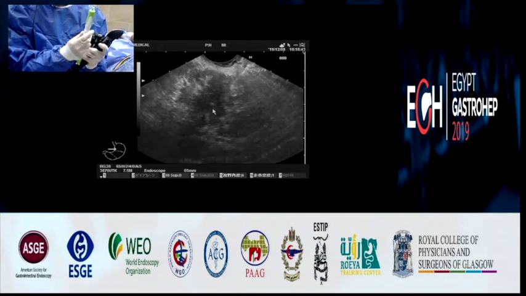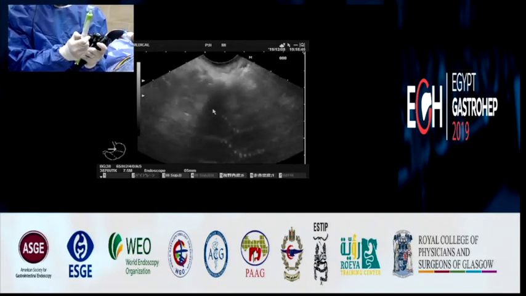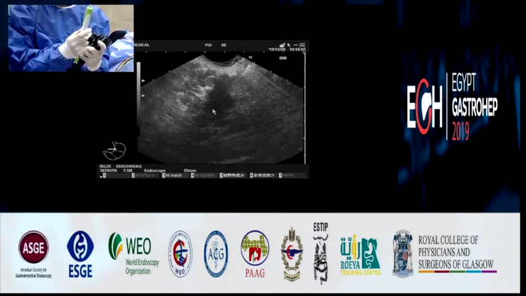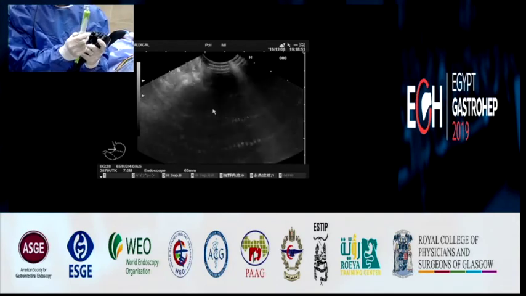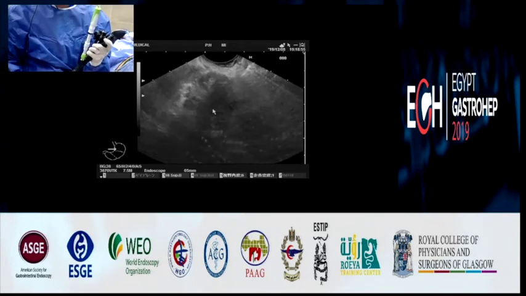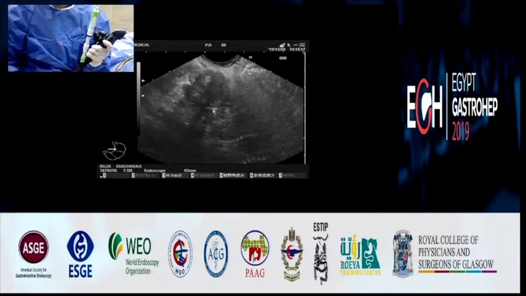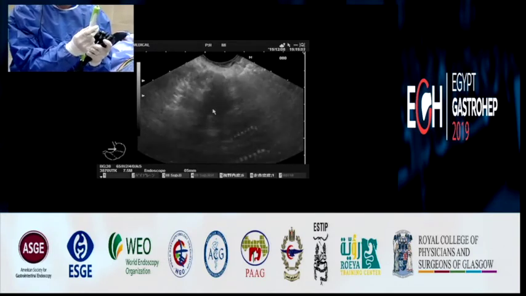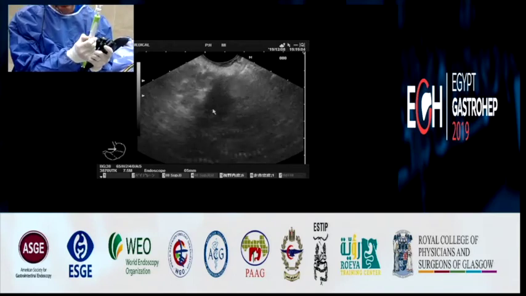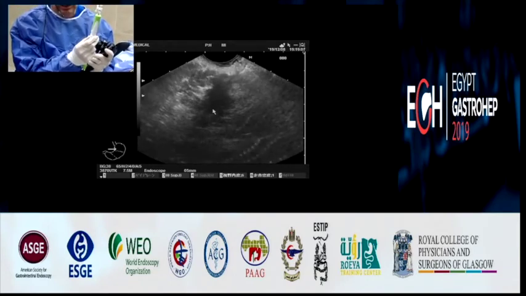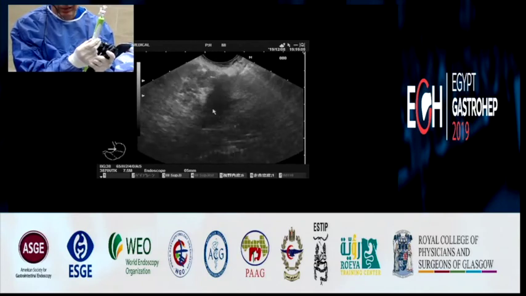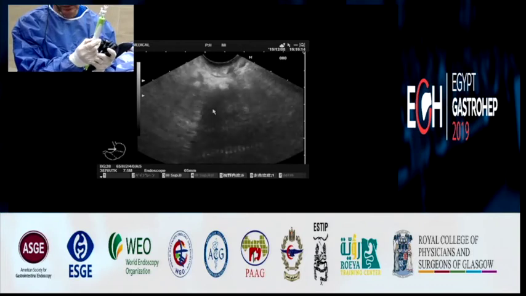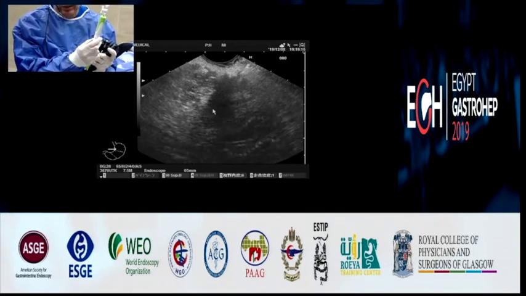I use suction. I don't like other techniques like wet suction, but in the literature and the recommendation of the ESGE, the only recommended technique is to apply 10 milliliters of vacuum, and all the other techniques, like wet, with stylet, no stylet, give similar results.